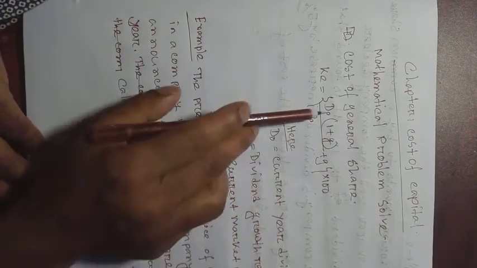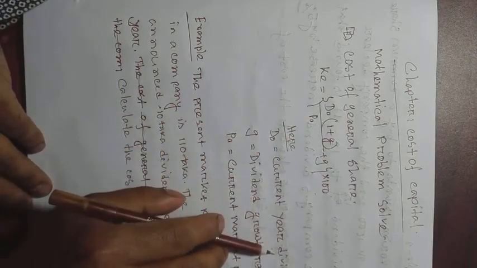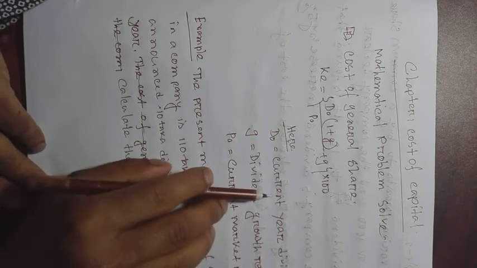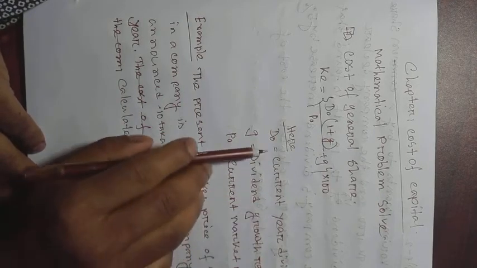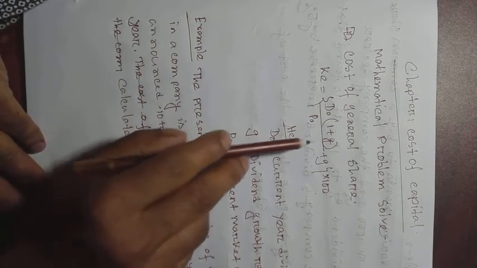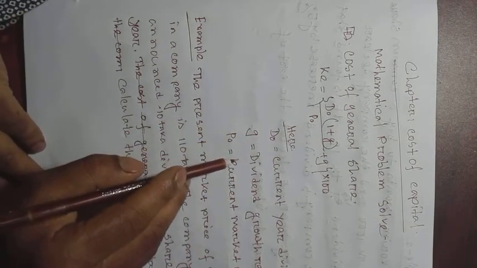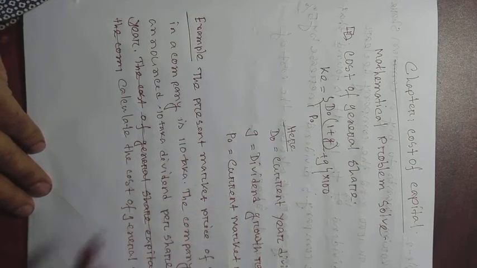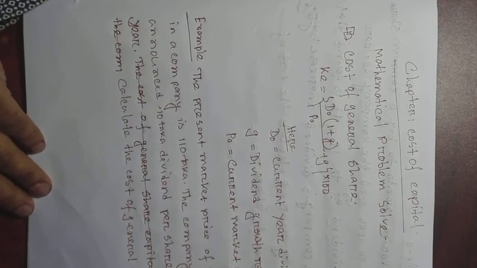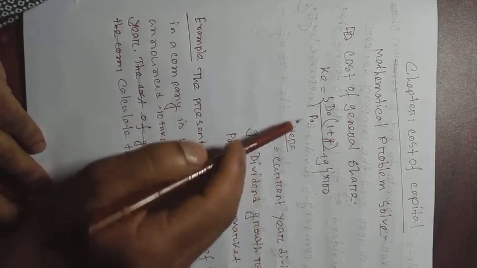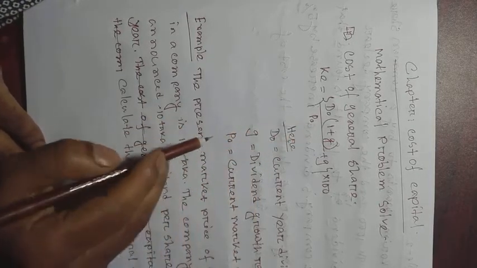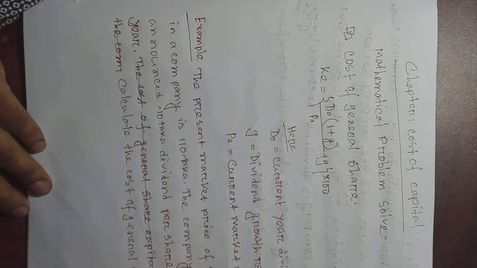Here D0 is equal to the current year dividend. When an example is given, the current year dividend, we let it be D0. The other topic is G. G is equal to the dividend growth rate. I mean when the dividend is increasing after some years, that is its rate, G, the growth rate. And another most important topic is P0. P0 is equal to the current market price.